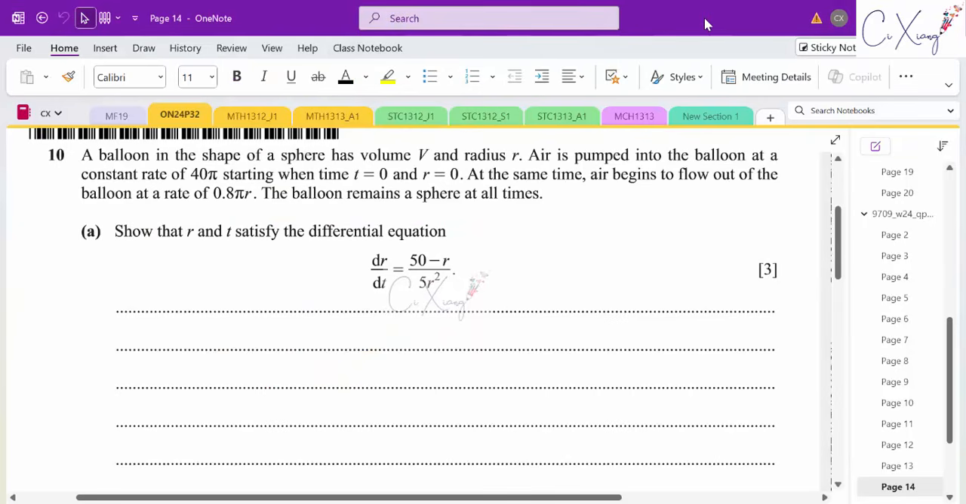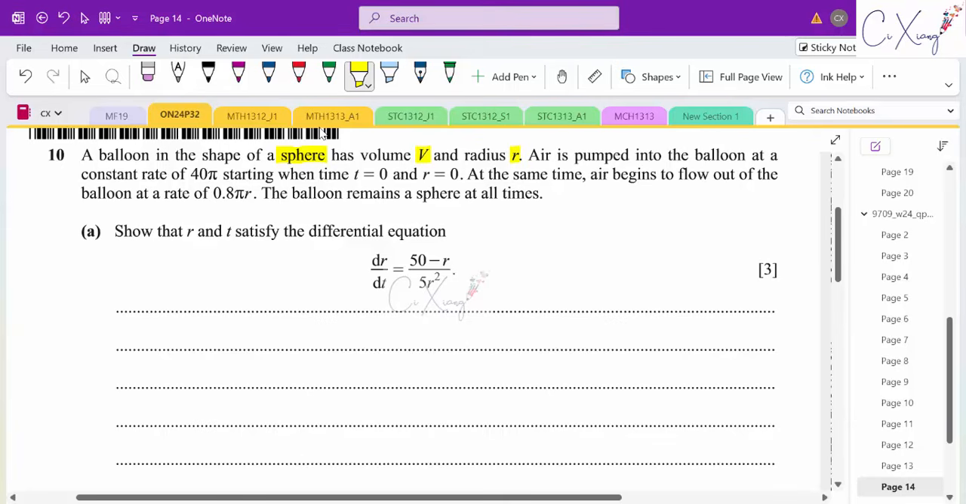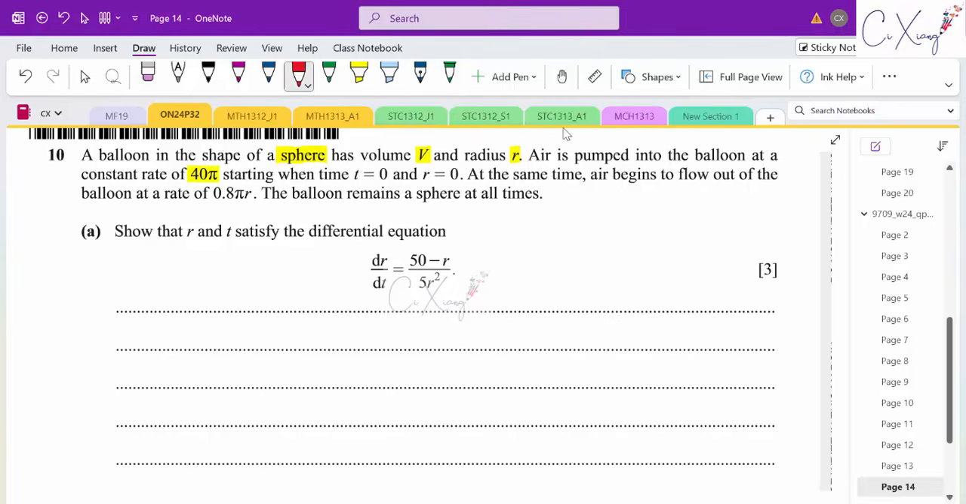So let's discuss question number 10. There's a balloon in the shape of a sphere. Okay, we are having a sphere shape with the volume V and also the radius R. Air is pumped into the balloon at a constant rate of 40 pi. Okay, so for this particular phrase here, air is pumped into the balloon at a constant rate of 40 pi, starting at t equals to 0.